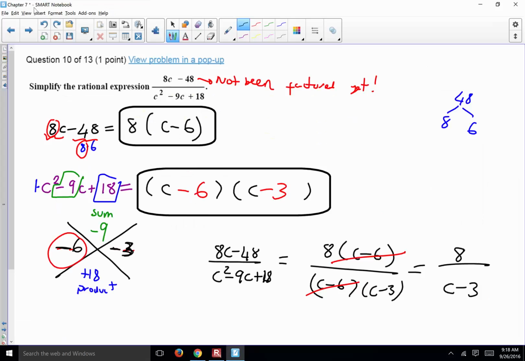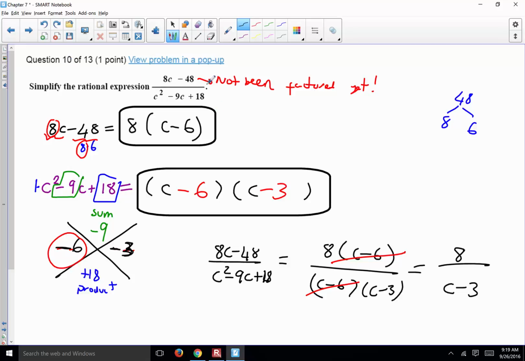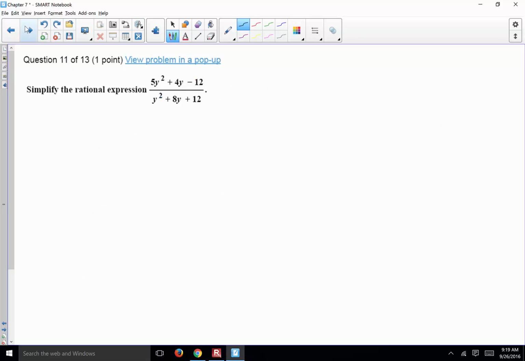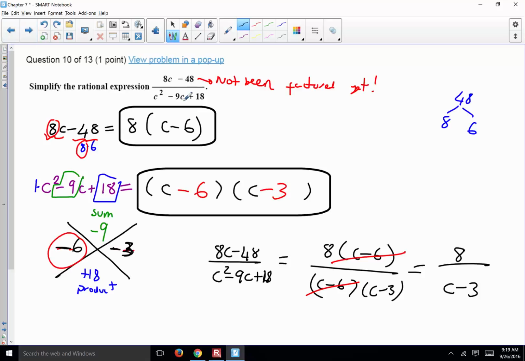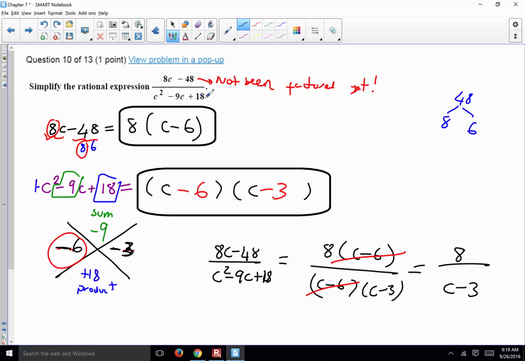Alright. Compare this question to the previous one we just finished. What do you see? Bottoms are the same difficulty. You see the bottom part? y squared plus 8y plus 12, almost c squared minus 9c plus 18. Almost the same. However, the top was a binomial.